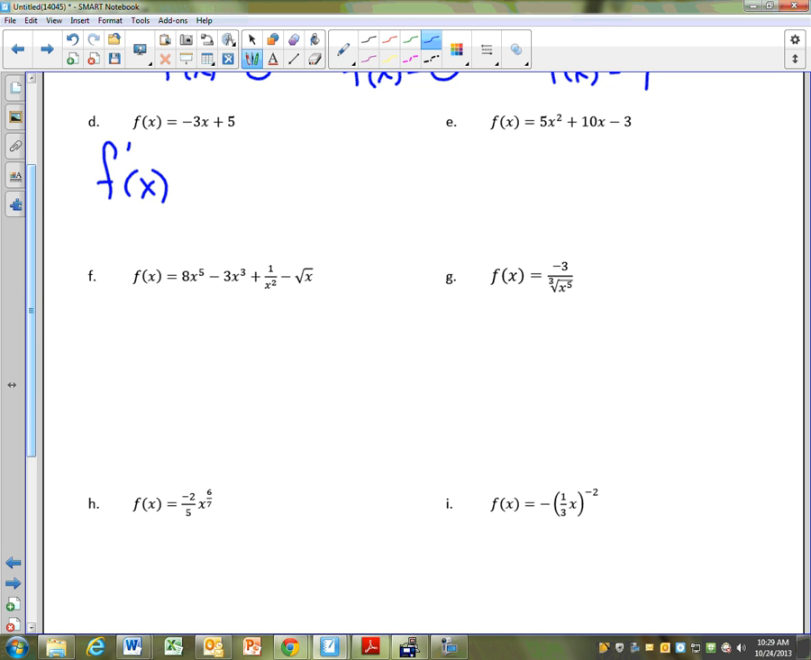How about this one? Negative 3. What's the derivative of 5? So I just don't write it. Now this is exciting because you remember this one. You used to say, I'm confident I can figure that out, I wish it wasn't so much work. Well, now we're just going to fly through it. What's the derivative of 5x squared? 10x to the 1. What's the derivative of 10x? 10. And what's the derivative of negative 3? 0. Look at that.